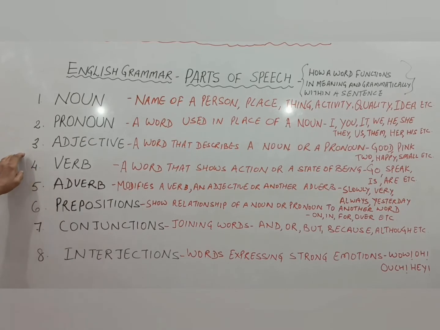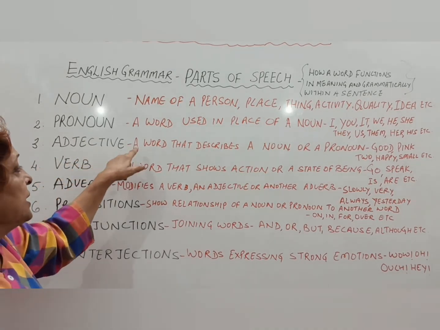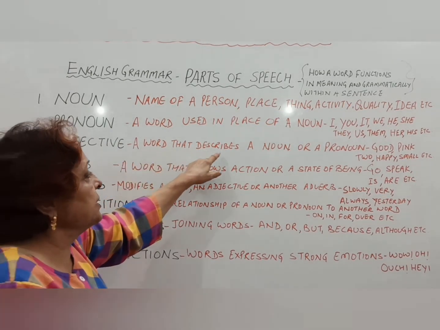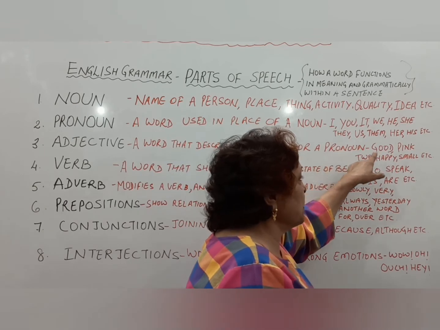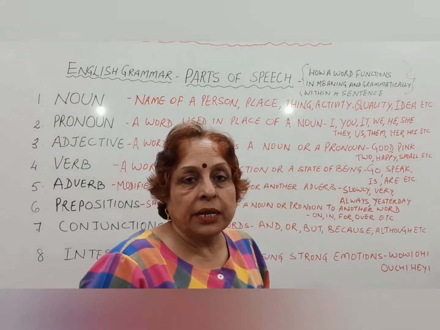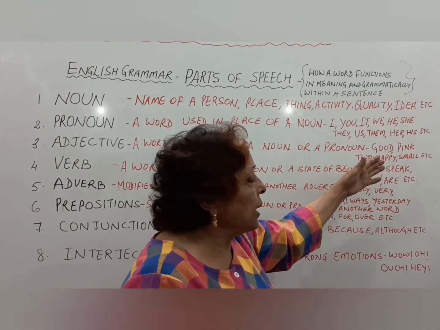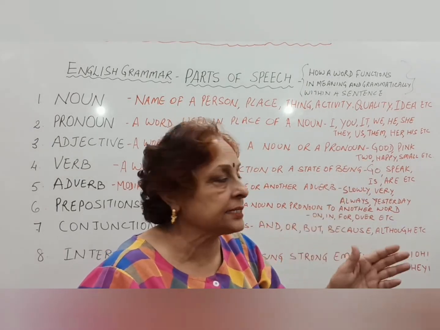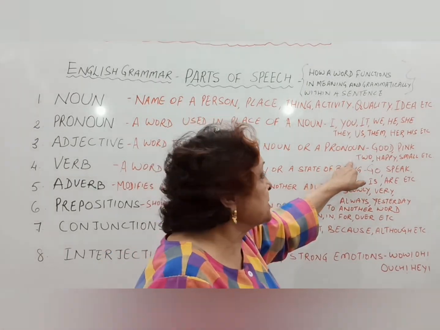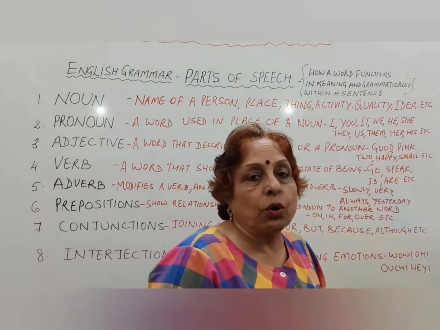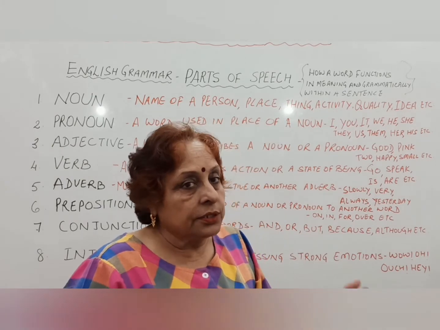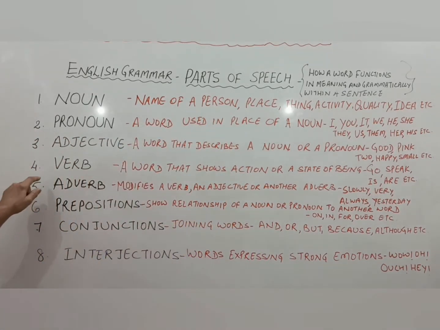Then we have the third part of speech, adjective. An adjective is a word that describes a noun or a pronoun. For example, good boy, pink dress, two pens, happy children, small car, etc.